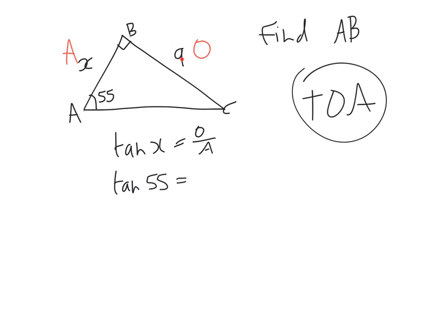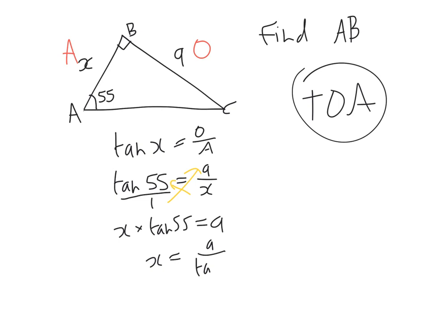O is the 9, opposite the angle. And A is the adjacent, which we've called X. So maybe a good reason to call it AB is so you don't get confused with the X's, but you can figure out what suits you best. We then have a fraction equals tan 55. So we can write it over 1, and we can cross multiply. We end up with X times tan 55 equals 9. And then to get X on its own, we can divide both sides by tan 55.